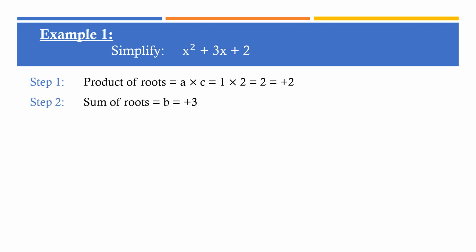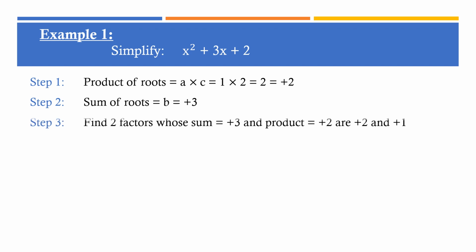Our next step is for us to find the sum of roots, which is simply our b value, and that is plus 3. So the next thing we'll do is for us to find two factors whose sum will be b, and that is plus 3, and the product is ac, which is plus 2. Is that okay? So the two factors that add up to give us plus 3 and that will multiply each other to give us plus 2 are plus 1 and plus 2. Plus 1 times plus 2 is plus 2. And then plus 1 plus plus 2 is 1 plus 2, and that is 3, which is plus 3. I'm particular about this plus and minus because it's very important you get the concept at this point.